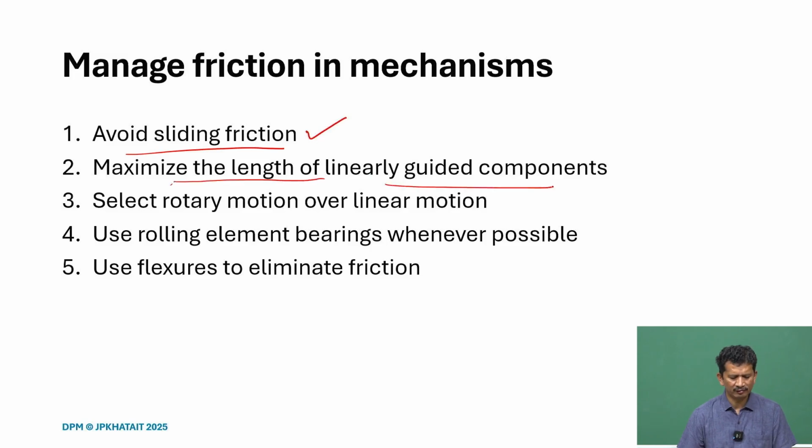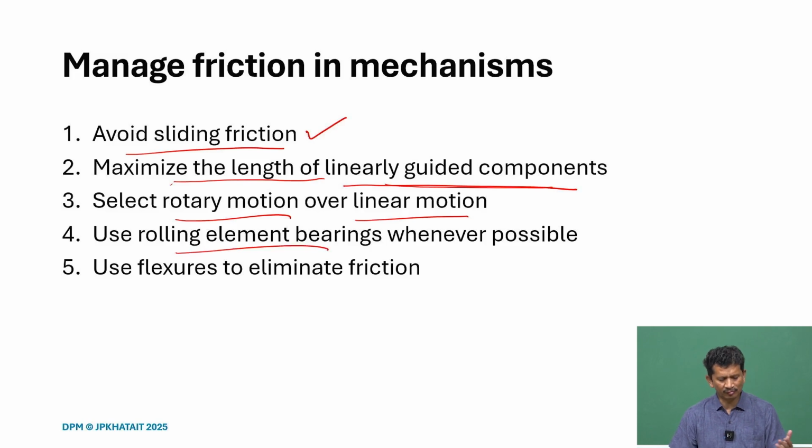If there is any, we try to maximize the length between the linearly guided components. For instance, if we have a drawer and those kinds of things, we might have seen that. If we have to choose between rotary or linear, we always go for rotary motion. If we have to use any kind of bearing, always go for rolling element bearings rather than sliding ones, and if possible try to use flexures to eliminate friction.